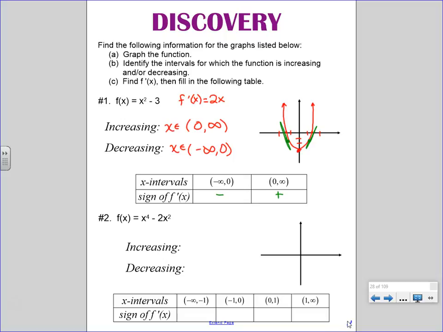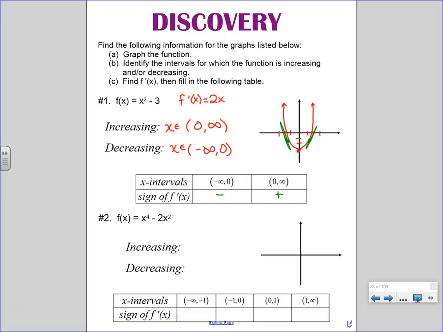How's the first one look? Remember, just like we read a book, we always go from left to right, at least in English anyway. That's the common way of looking at a graph. And you're asking yourself the question, what are the heights doing? What are the y's doing? Are they falling or are they rising?